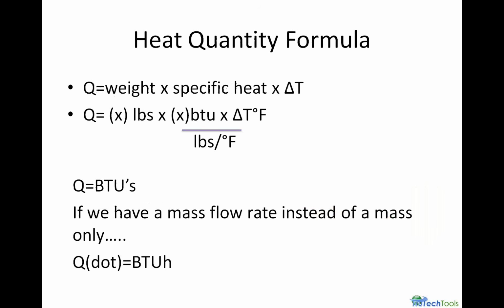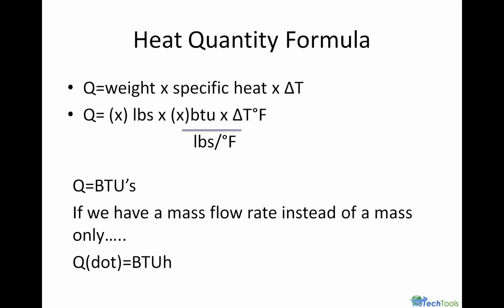We talk about the quantity formula, right? This comes right out of chapter 1 of most good heating and air conditioning textbooks. Quantity Q, the number of BTUs, equals a weight times the specific heat times the change in temperature. So it's simply, if we have X number of pounds times X number of BTUs times so many degrees Fahrenheit, that's going to give us a quantity in BTUs. If we have mass flow rate, then it would be Q dot, and that gives us BTUs per hour.